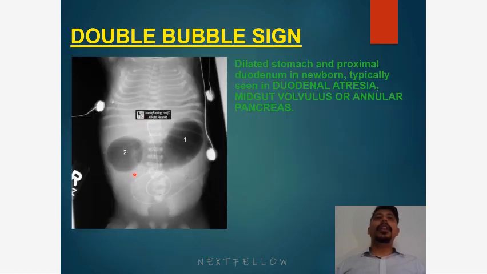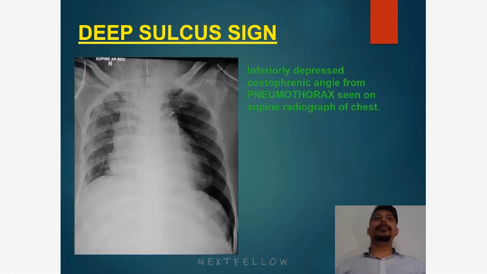Double bubble sign. It is a dilated stomach and the proximal duodenum in newborn, typically seen in duodenal atresia, then midgut volvulus, annular pancreas, and also in Ladd bands. We can appreciate it on ultrasound in ANC case also, where we can appreciate the fluid filled stomach and duodenum giving double bubble sign.